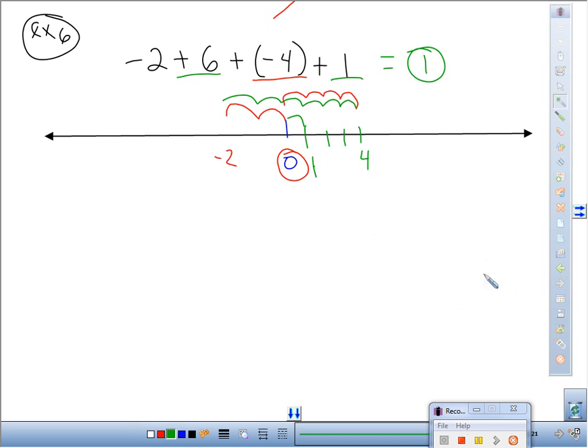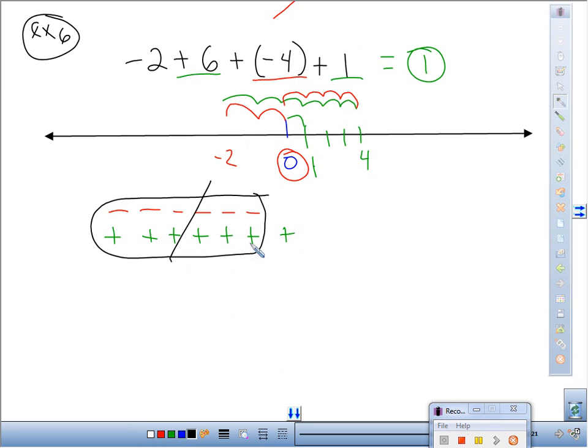Hanson, you got that by yourself? Okay, good. So now let's do that with tiles. I'm going to draw these tiles underneath over here. First, negative 2: 1, 2. Next one, 6: 1, 2, 3, 4, 5, 6. Next one, negative 4: 1, 2, 3, 4. And the last number, 1 positive. Let's identify our 0 pair. So you guys see it right here. What do we have left? 1 positive. There it is.